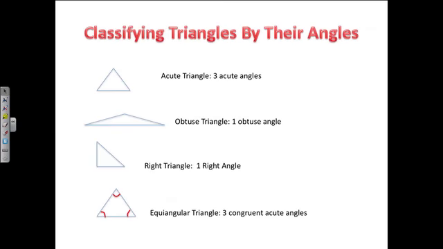Moving on. Next, we have classifying triangles by their angles. An acute triangle is a triangle with 3 acute angles. An obtuse triangle is a triangle with 1 obtuse angle. A right triangle has only 1 right angle, because it only needs 1, really. And then next we've got an equiangular triangle with 3 congruent acute angles.